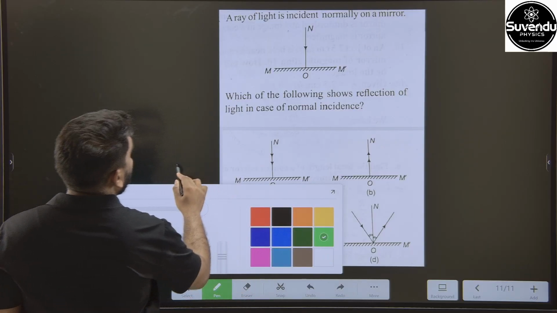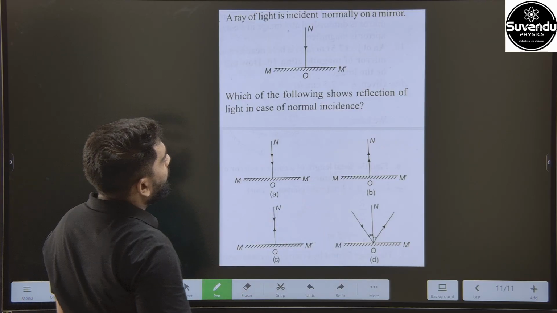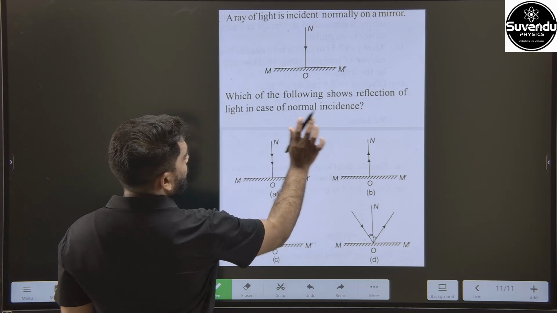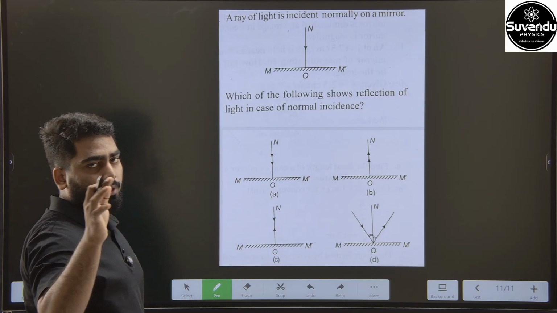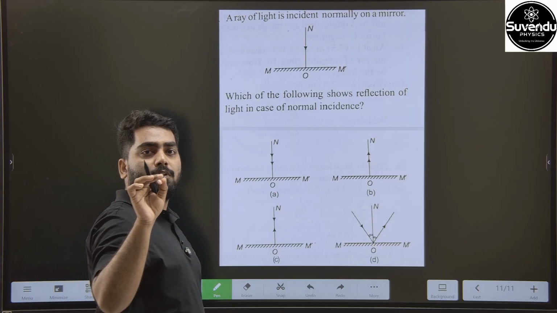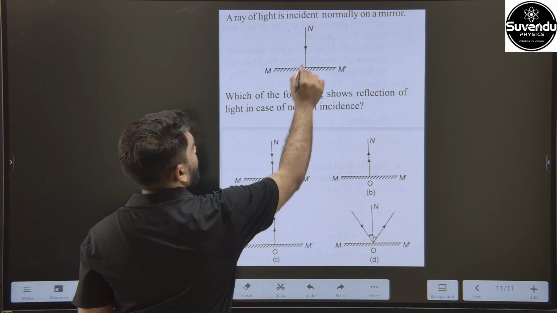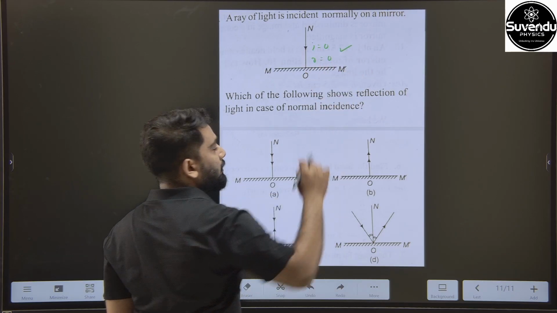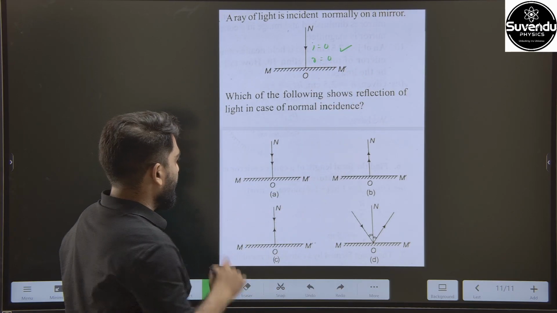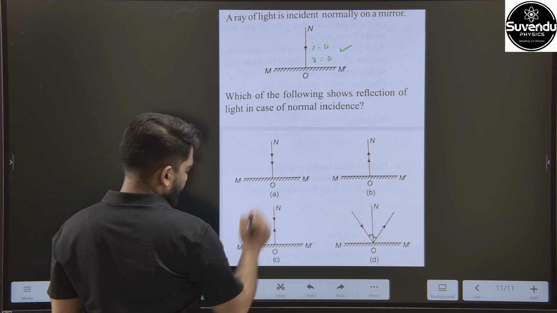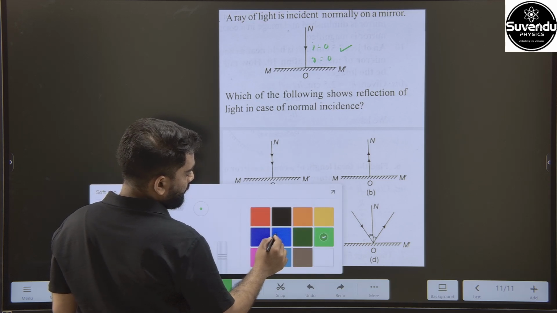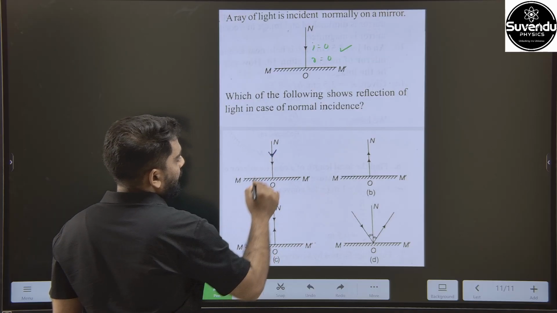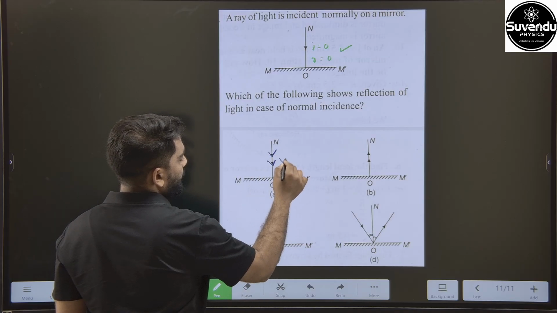Now tell the answer. A ray of light is incident normally on a mirror. Which of the following shows the reflection of light in case of normal incidence? We have already discussed in case of normal incidence, the angle i is equal to 0. Here the angle i is equal to 0. Angle r also equal to 0. Angle r being 0, what will happen? It retraces its path. So look at the first diagram. Observe the first diagram, this represents the incident ray and this represents the reflected ray, this is wrong.